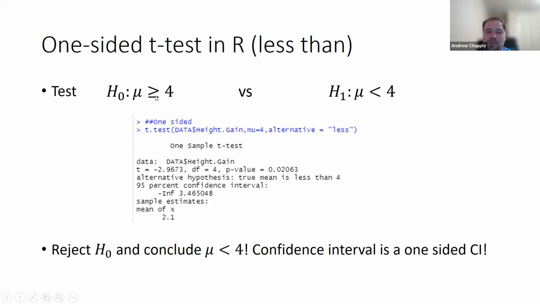Maybe I want to test, is mu bigger than 4? Okay, versus the alternative is mu less than 4. So this would be an alternative of less. So I got data height gain. I plug in mu equals 4, and my alternative is less than 4. I get a very small p-value, 0.02. So I reject the null that the height growth is bigger than 4 inches in favor of concluding it's less than 4 inches. I also get a confidence interval, one-sided, which you can see here, negative infinity to 3.46.